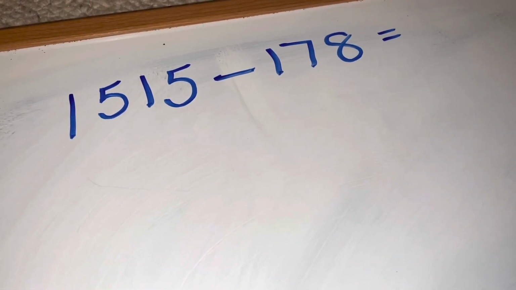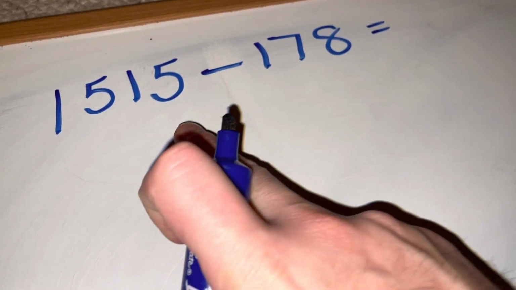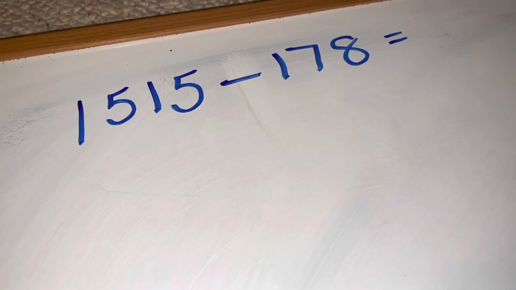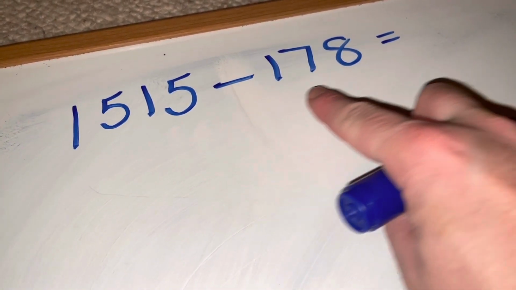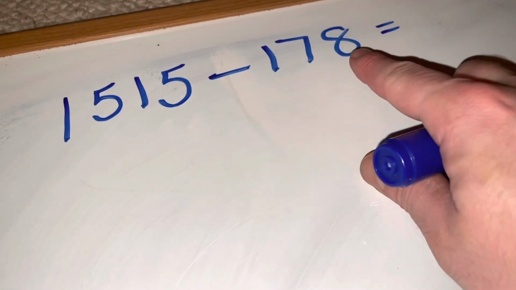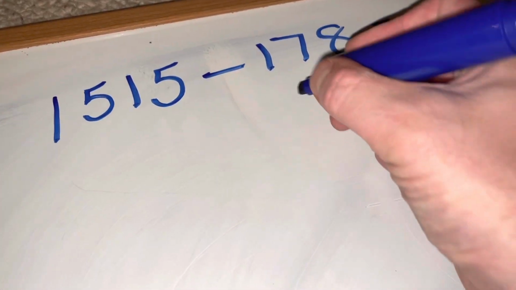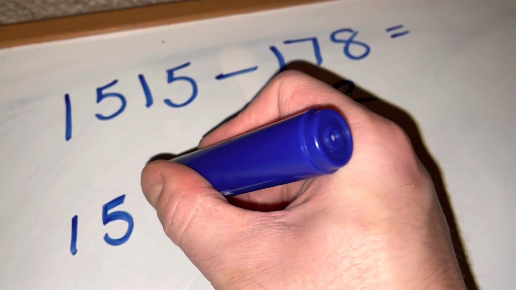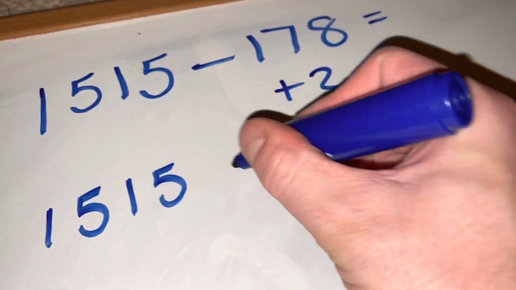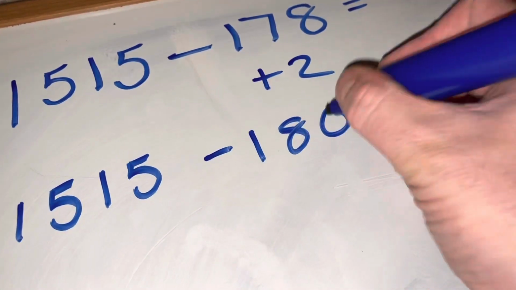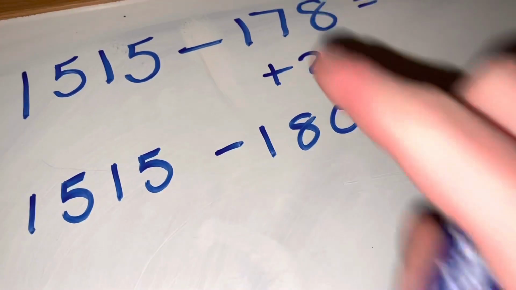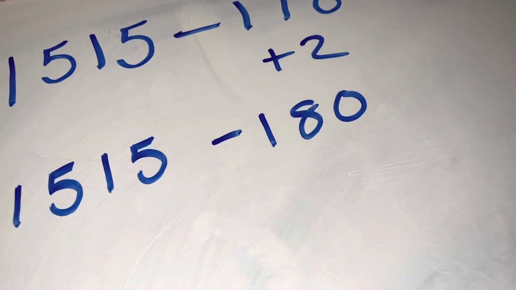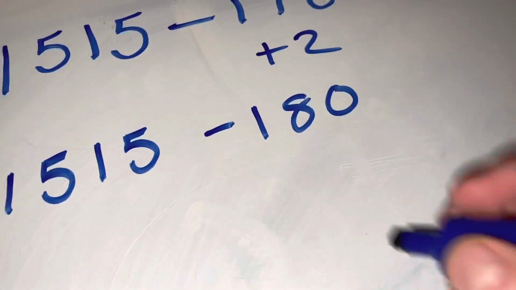The final question is the brilliant question. So we've got 1,515 take away 178. Now again, this is very close to being rounded up, and it ends in 8, which means I can compensate. So I'm going to add 2 here to give me 1515 minus 180. If you wanted, you could add 22 to this. Bear in mind, if you add 22 to start, you've got to take 22 away at the end.